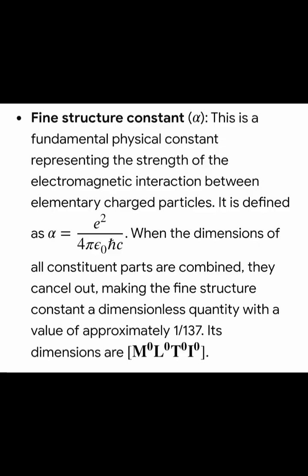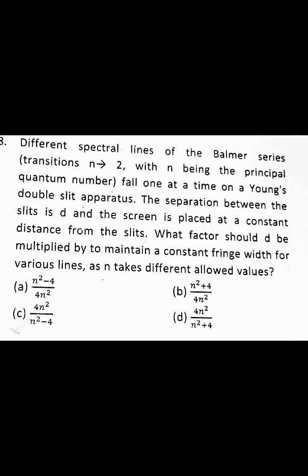Next option is the fine structure constant. It is a physical constant representing the strength of electromagnetic interaction between elementary charged particles, and it is defined as alpha is equal to e squared divided by 4 pi epsilon 0 h cut c. When the dimensions of all the constants are combined, they cancel out, making the fine structure constant a dimensionless quantity with a value of approximately 1 by 137. So it is a dimensionless quantity. So the answer is the fine structure constant.